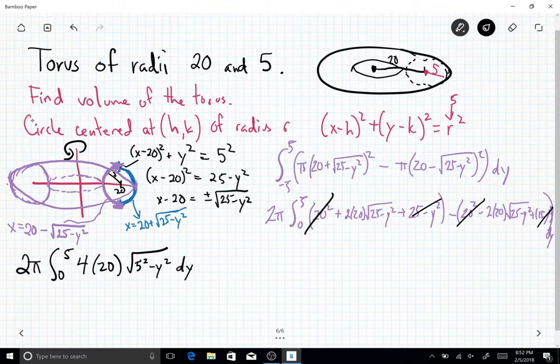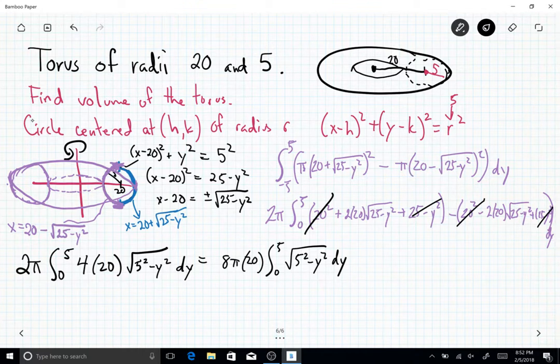So you can pull out the 4 and the 20 and all that jazz. So you have, I'll leave it as 8 pi times 20, the integral from 0 to 5 of square root of 5 squared minus y squared, and then dy.